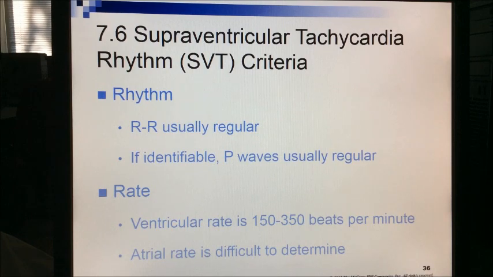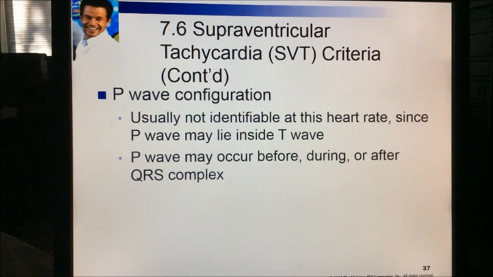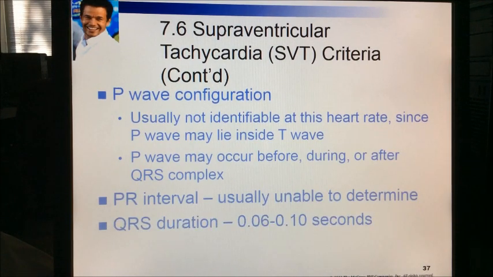And then the atrial rate, which, remember, we count the R's for the ventricular rate. The P's is what we would count for the atrial rate, but you can't even see the P's. So the atrial rate, we're probably not going to be able to determine. P wave, usually you can't even see it. So it's usually unidentifiable. It's usually hidden inside the T wave.